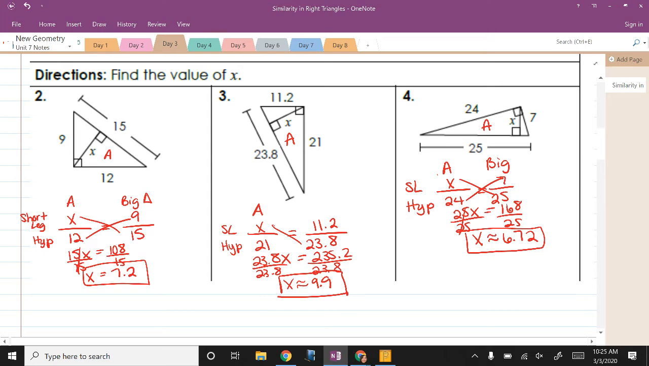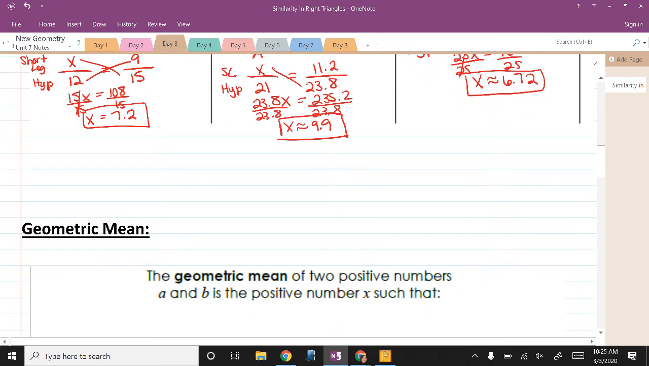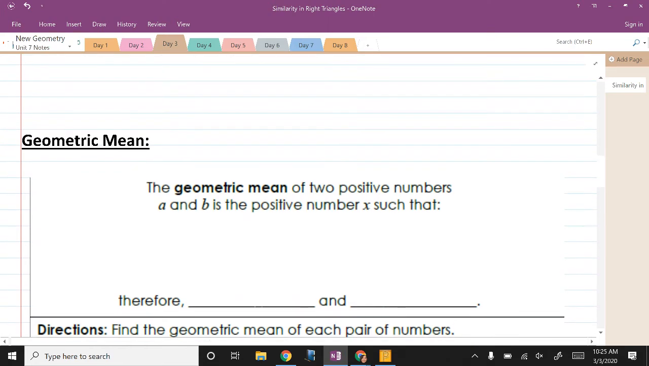Okay. So let's talk about the geometric mean. It's pretty easy once you memorize it. The geometric mean of two positive numbers, A and B, is the positive number X such that this proportion happens. A over X equals X over B.